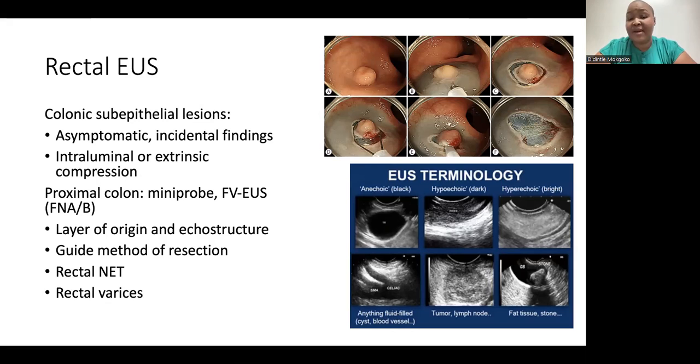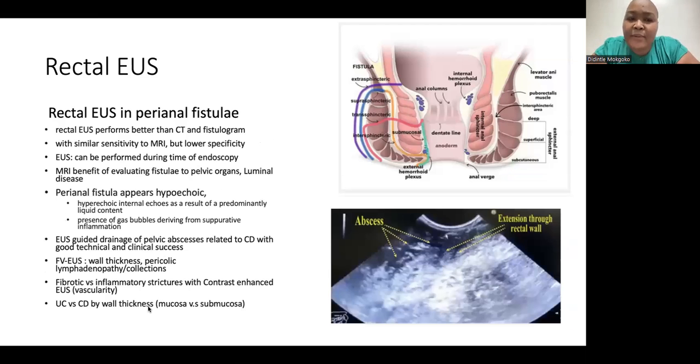Neuroendocrine tumors might be a little bit more difficult, but you can evaluate what the lesion most likely is with EUS. Also, the evaluation of rectal varices and even the treatment of rectal varices can be helpful when you have rectal EUS available.